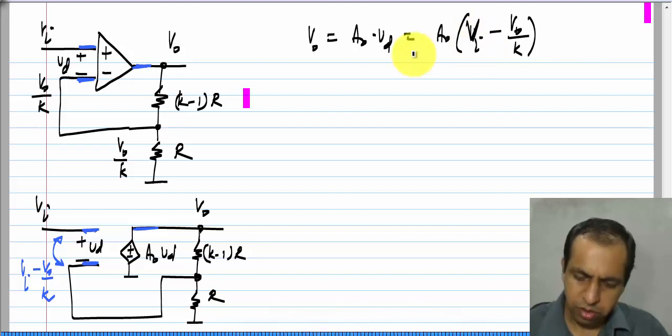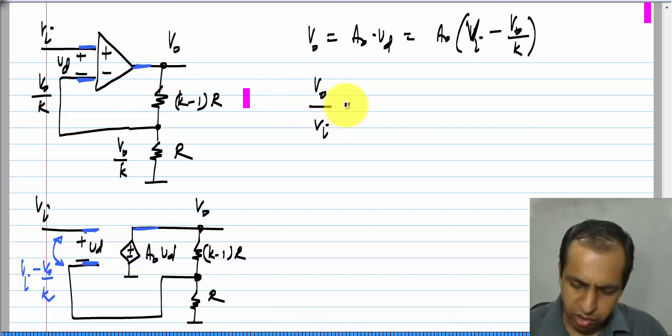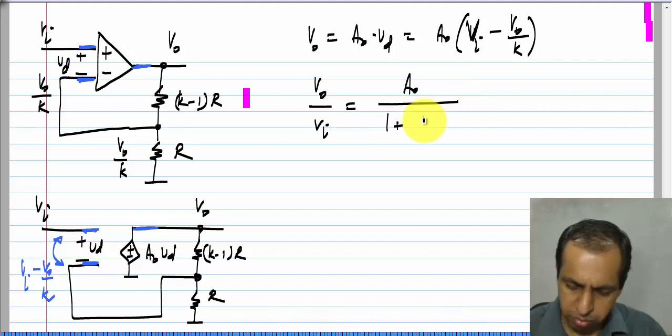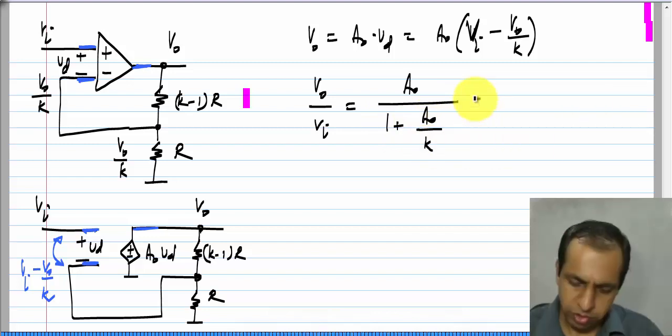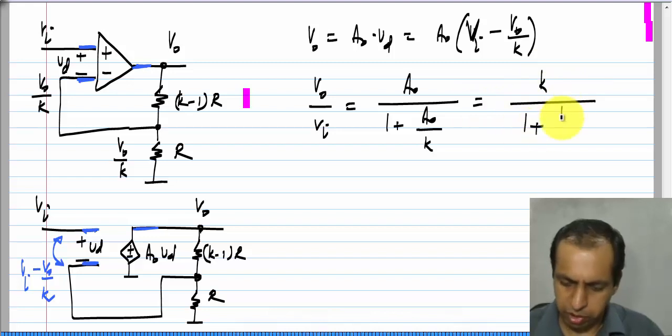So, by taking terms containing V naught to the other side, I get this ratio V naught by V I to be A naught by 1 plus A naught by k, which can also be written as k by 1 plus k by A naught.